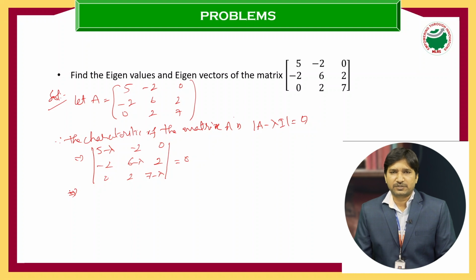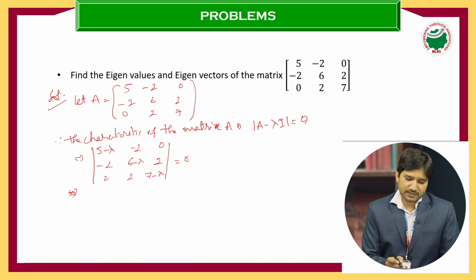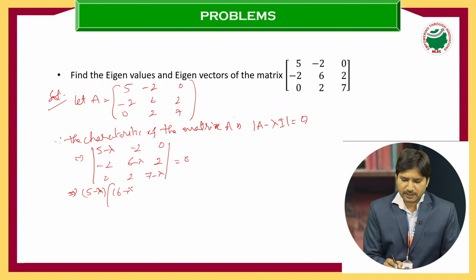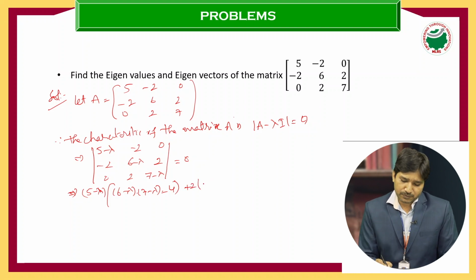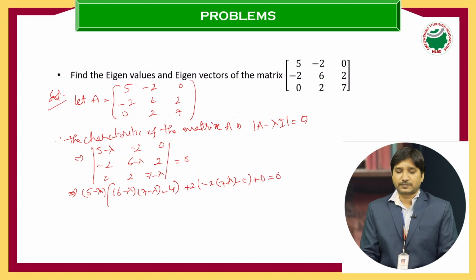That is, the roots of the equation are the eigenvalues. Okay, so now solving this determinant: (5 minus lambda) into (AD minus BC), (6 minus lambda) into (7 minus lambda) minus 4, plus 2 into minus 2 into (7 minus lambda), and 2 into 0, 0. The last one is also 0, equal to 0.